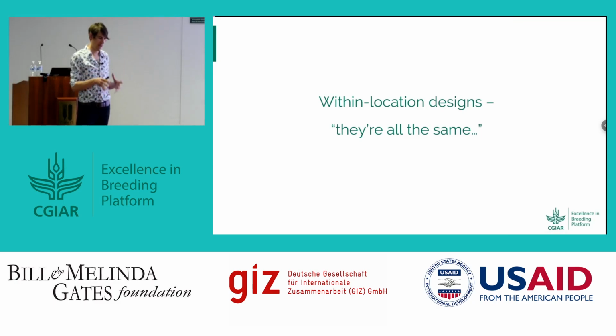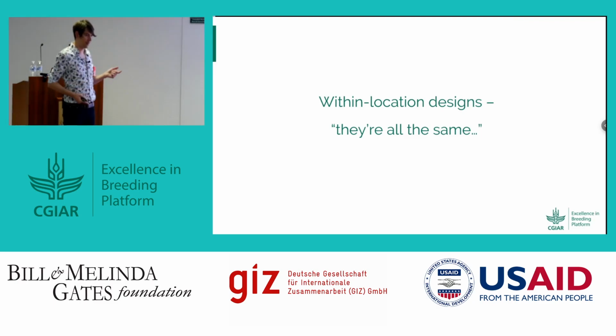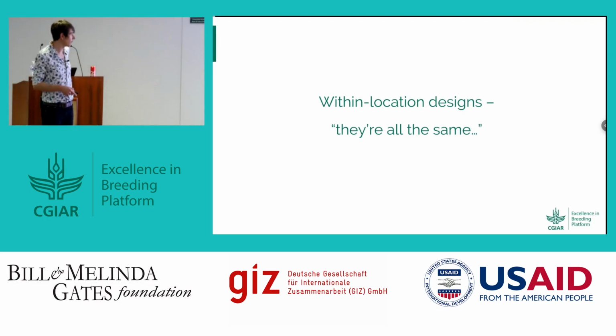Now we have said that, and we're interested now, what is the best design within each of these locations? And that again is alpha lattice, RCBD, all the things that I mentioned before already. Which is the best design? Very popular question when we talk to the breeders. The very short answer is they're kind of all the same if you stick with the design.